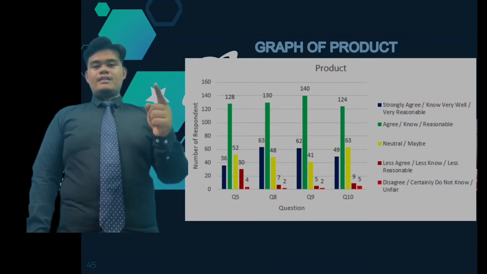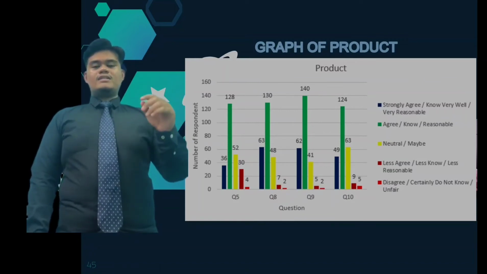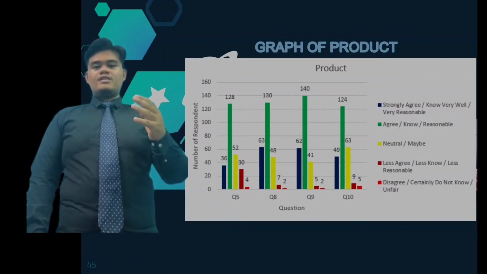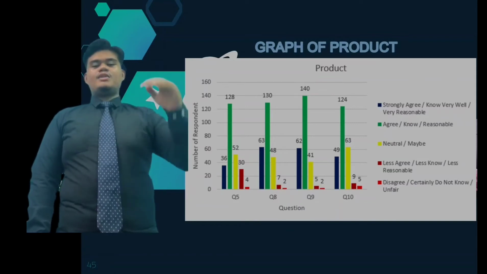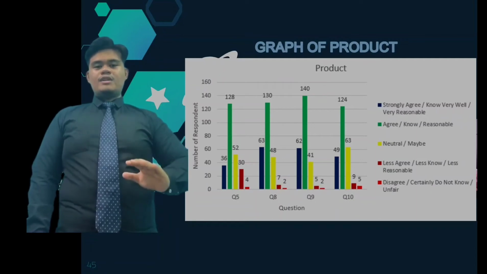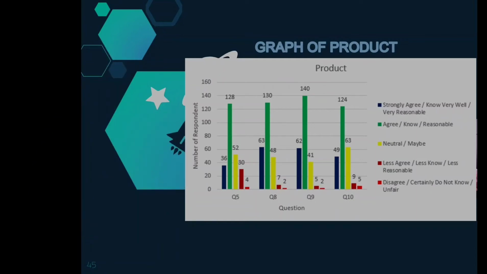So the first question, the highest respondent who selected no was 128 respondents, and the lowest respondent who responded certainly do not know was 4 respondents. For the next question, the highest respondent who selected agree was 130 respondents, and the lowest respondent who responded disagree was 2 respondents.